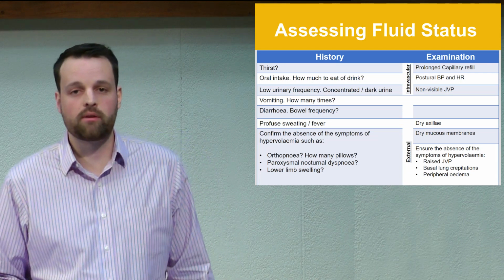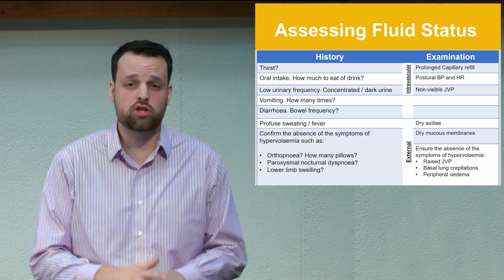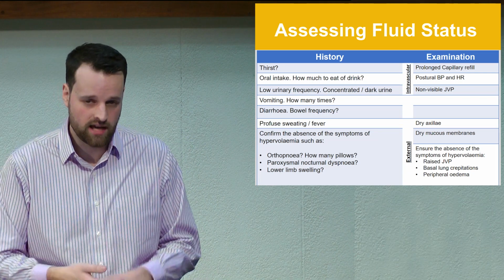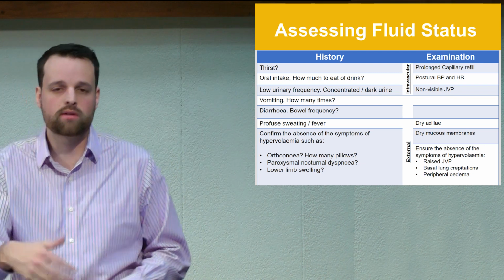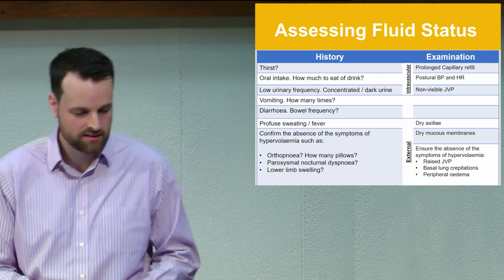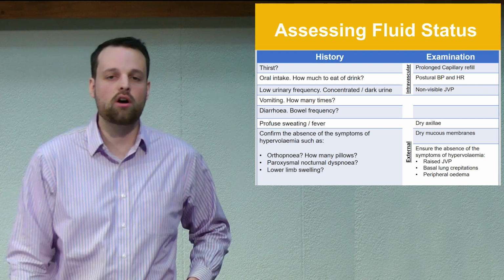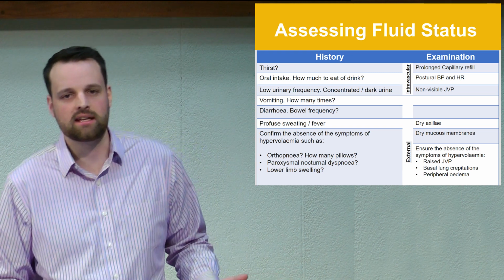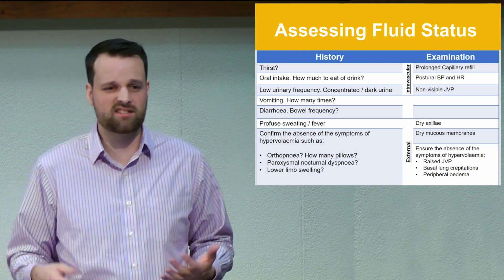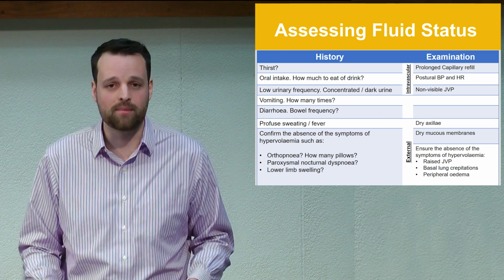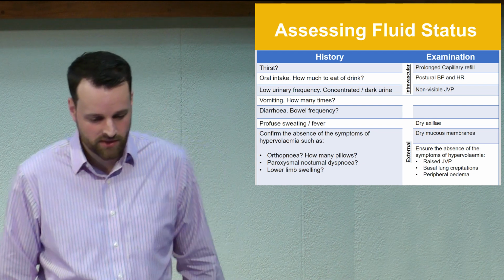So hopefully you've got some of these. In the history, you're going to ask your patient, are you thirsty? How much have you had to drink today? Can you quantify it for me? How many jugs? You're going to ask them when the last time they passed urine was. How many times have they gone today? What colour is the urine? Is it dark and concentrated like apricot jam, or is it clear enough to drink?